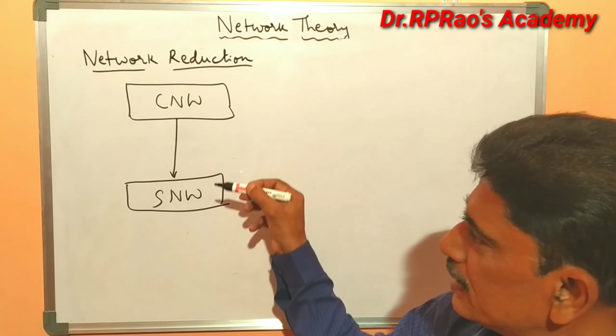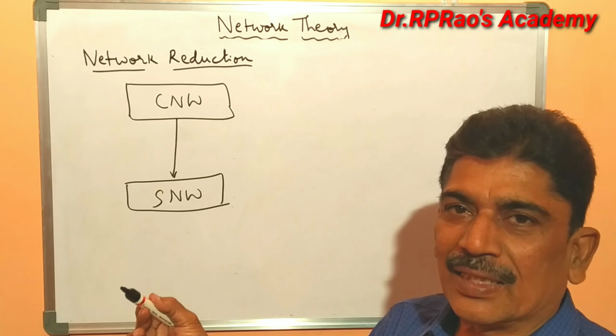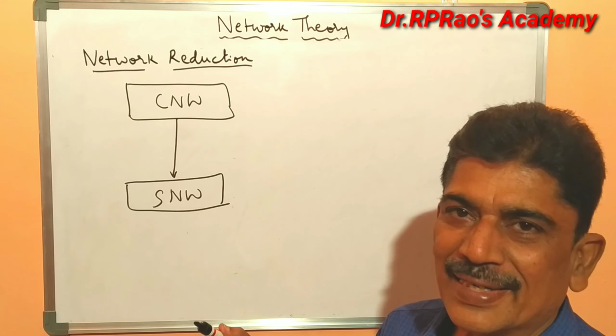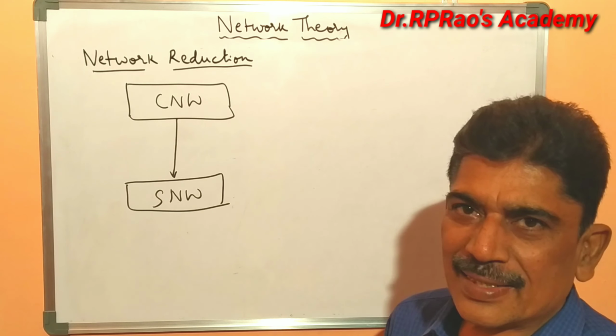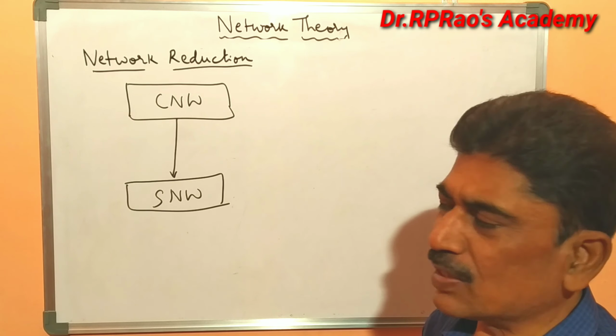After converting this into a simple network, the Kirchhoff laws, that is KVL and KCL, are applied to find out currents and voltages across the circuit elements.